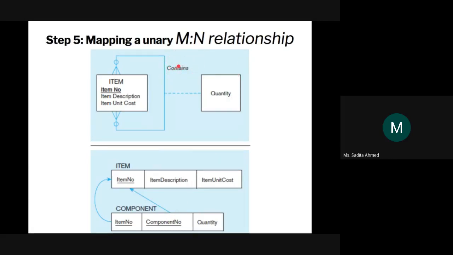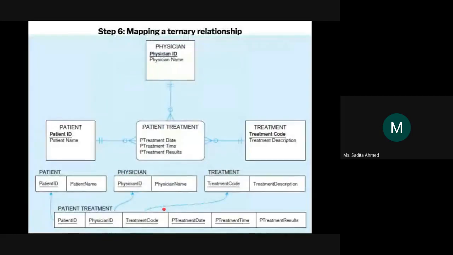In the ERD, the relationship name is given, so at least let's use that name. Item number, then item contain number or contain item number. The name of the relation would be item contain or contain item, something like that. Here, component makes more sense. That's why we use component.